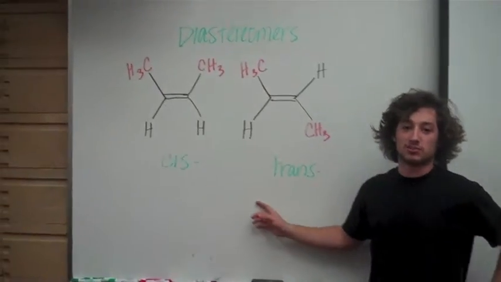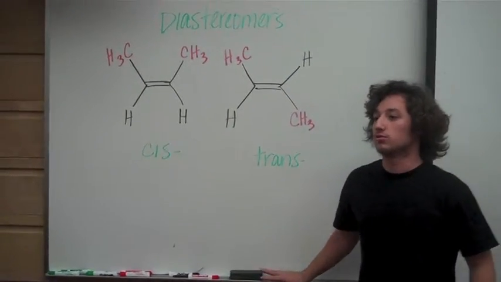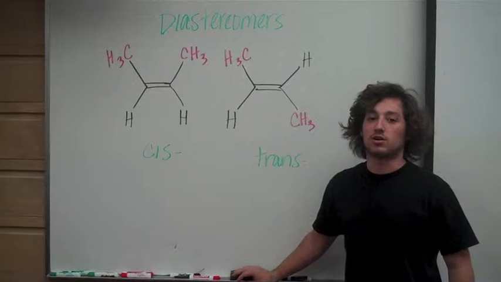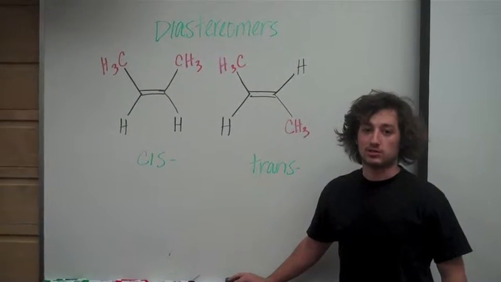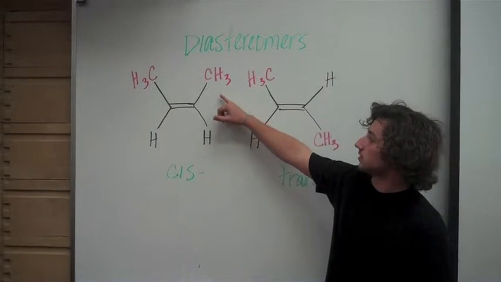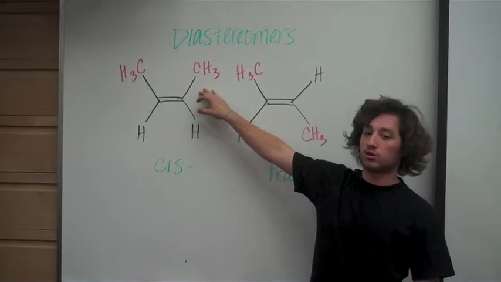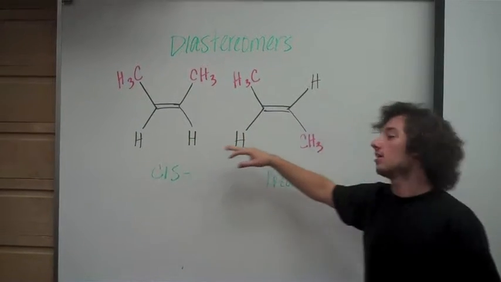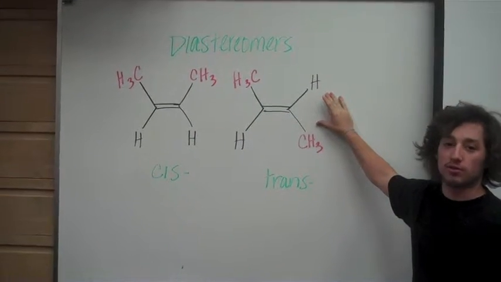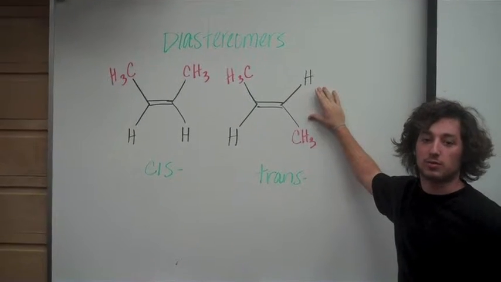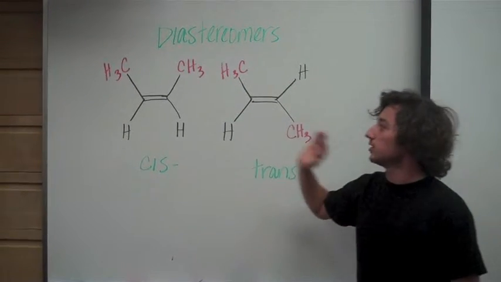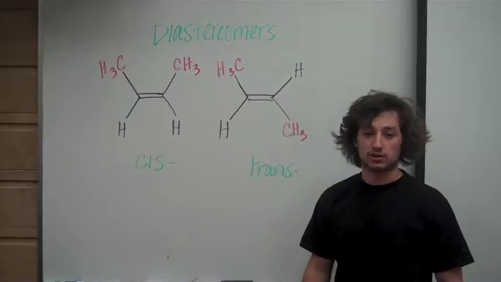On the other side, we've got diastereomers. The best examples of diastereomers are cis and trans. In the cis example, the two R groups are on the same side of the double bond, and in the trans example, the two R groups are on opposite sides of the double bond. They're not mirror images, and they're not superimposable on each other.